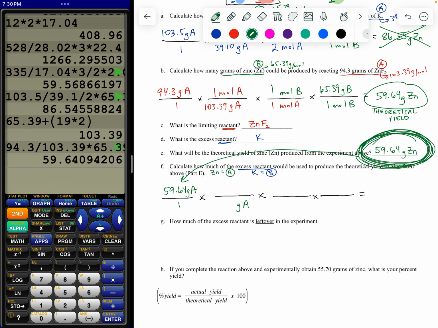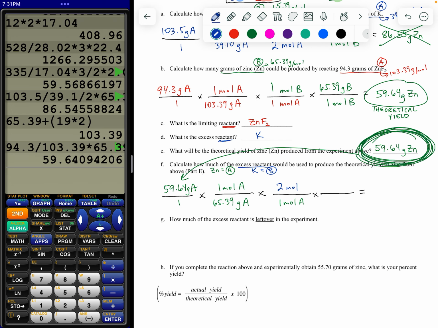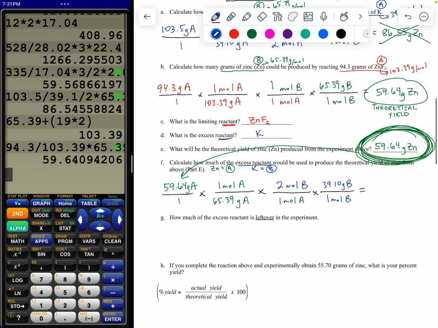And so we have our zinc, which is 65.39 grams, equal to 1 mole. We know that in our problem, 1 mole of zinc exists, and that's equal to 2 moles, if I'm not mistaken, of potassium, which is substance B in this case. And then we know that 1 mole of B is equal to 39.10 grams of B.